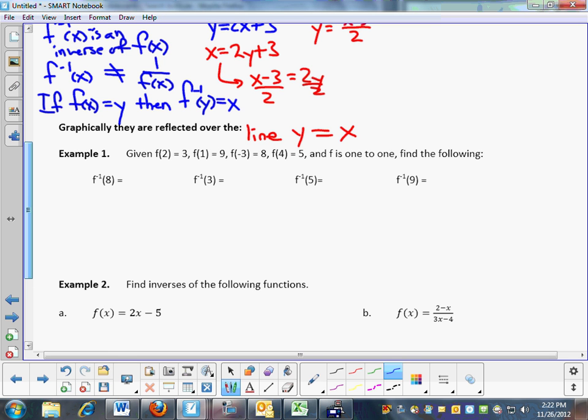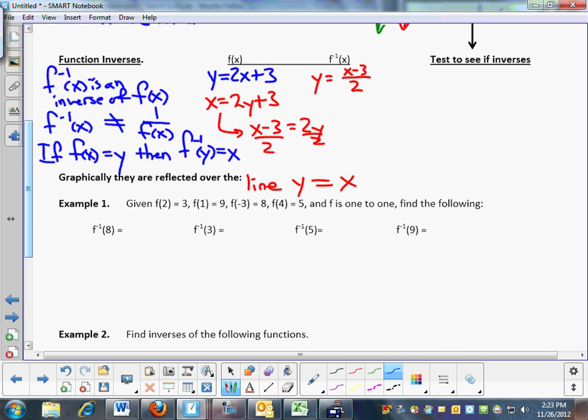So, a couple questions, see if we get it, okay? First of all, inverses switch what? What do they switch? The x and y, or what's another name for x and y? Domain and range. So that's what inverses do. They flip those values. Second of all, in order to test to see if a function is one-to-one, you use the horizontal line test, okay?